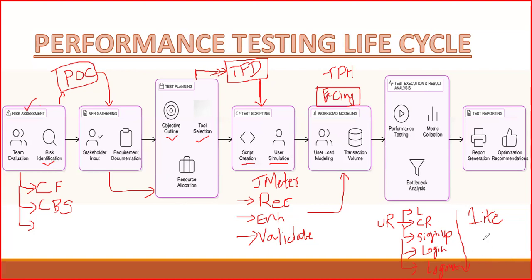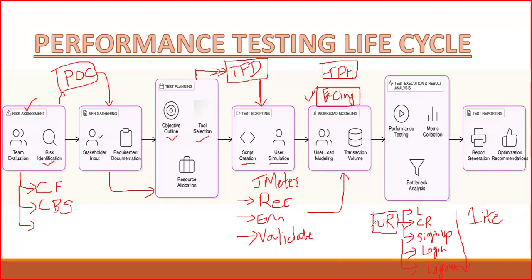Whatever time gap there is in between the first iteration and the second iteration, we are going to call it pacing. So this pacing value is very, very important. Why? Because the client will provide the TPH for us, transactions per hour. So how many times we need to execute this user registration flow within 1 hour is going to be provided by the client. So we need to reach that particular count.